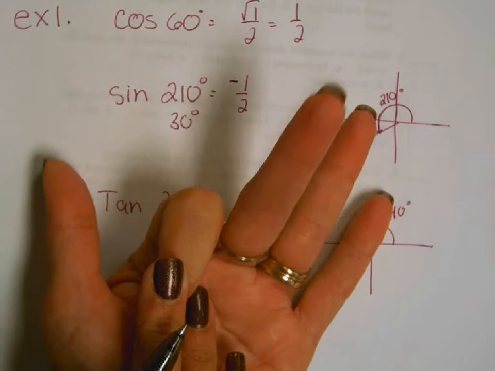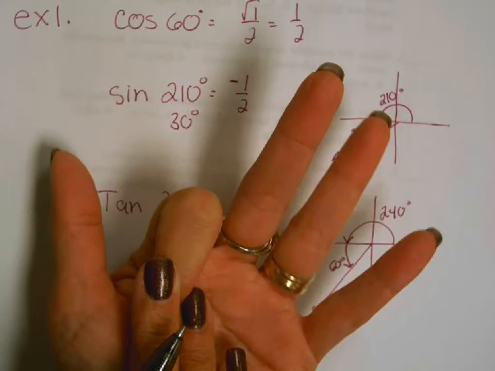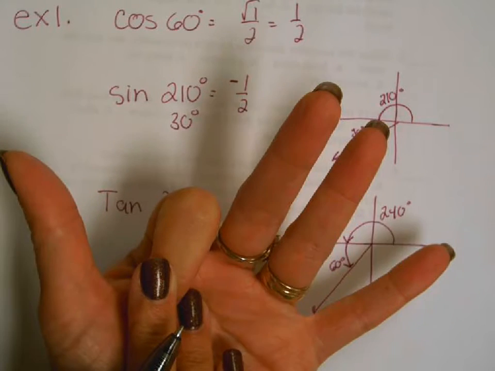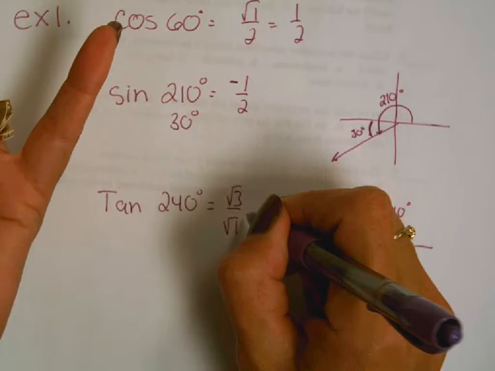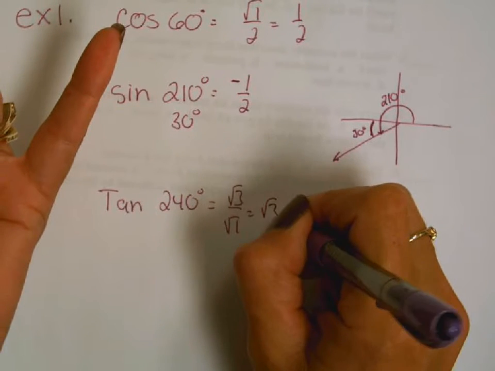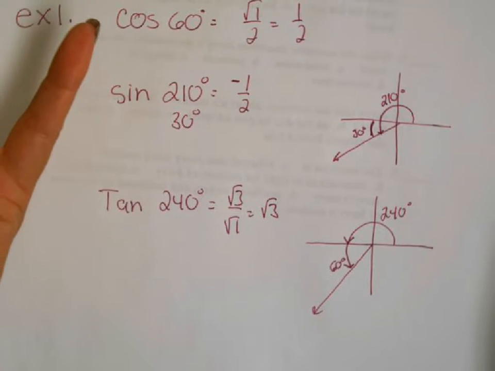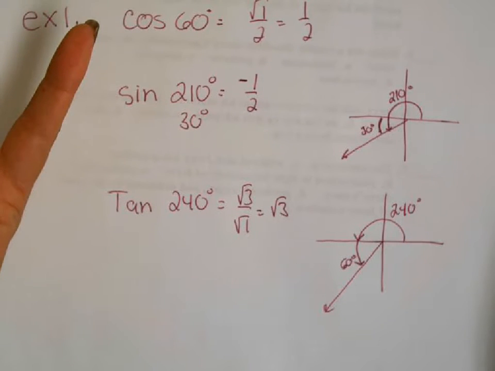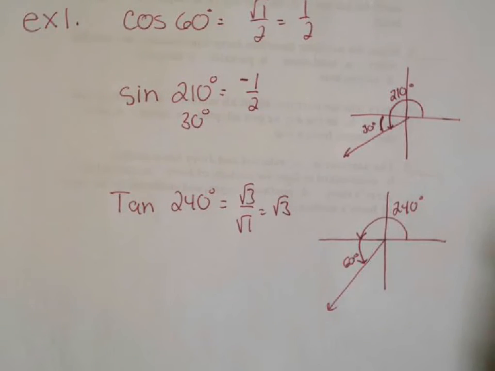How do we get tangent off of this ordered pair? Y over x, so square root of 3 over square root of 1, which is square root of 3, but now should it be positive or negative in quadrant 3 with tangent? Because it's a negative y over a negative x, it's going to give you positive.